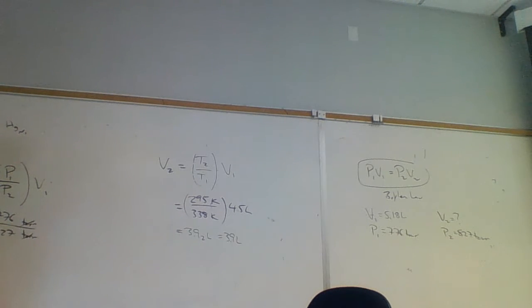However, the units must be the same. So for example, you can't have PSI for one and torr for the other. It doesn't cancel them. And so if you look at it, the pressure went up, which means the fraction went down, which means the volume is going to go down. And so V1 is 5.18 liters. So let's see what we calculate here.